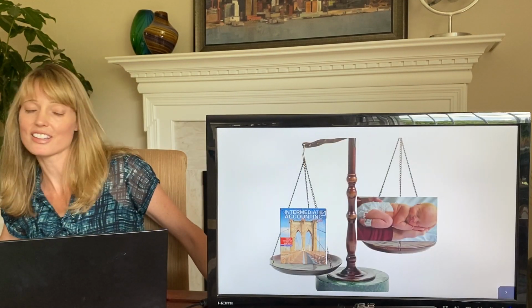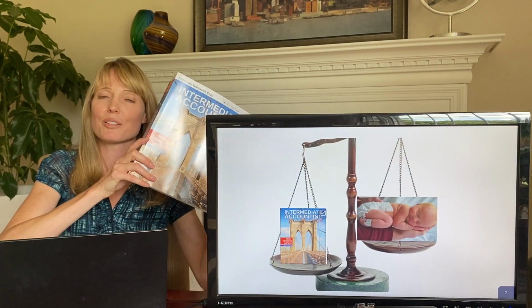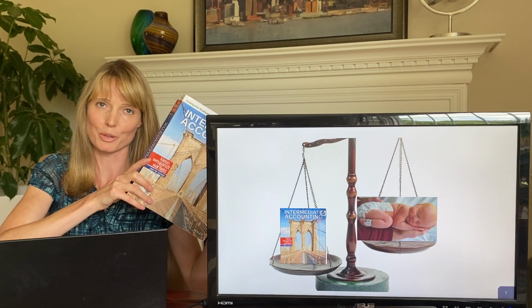But remember, this textbook, it weighs more than my daughter did on the day she was born.